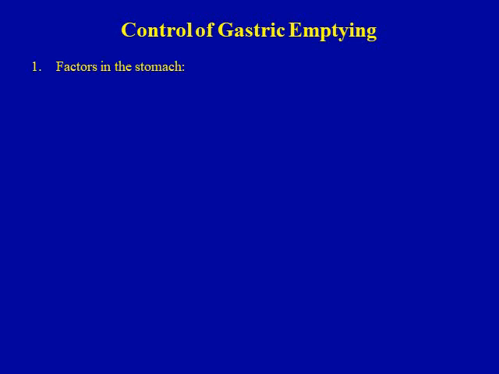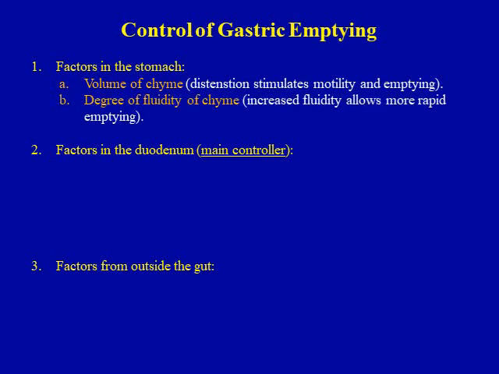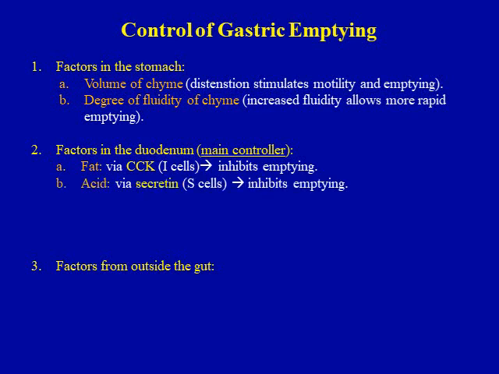Gastric emptying is controlled by factors in the stomach, factors in the duodenum, and factors outside the gut. Factors in the stomach are the volume of chyme. If we have a larger volume of chyme, this will stimulate motility and emptying. Also, the degree of fluidity of chyme. Increased fluidity allows more rapid emptying. Factors in the duodenum: the presence of fat will stimulate I cells to release cholecystokinin from the duodenum, and this will circulate in the blood and inhibit gastric emptying.